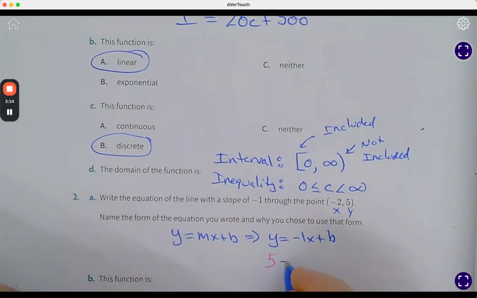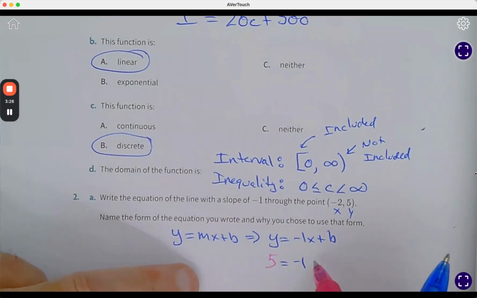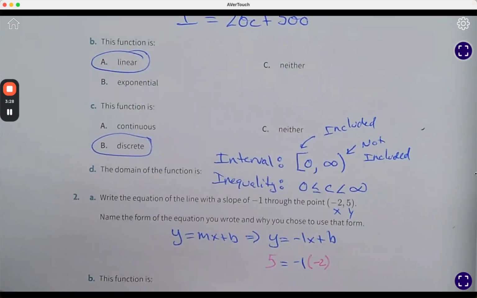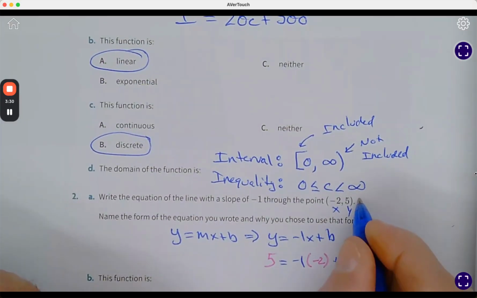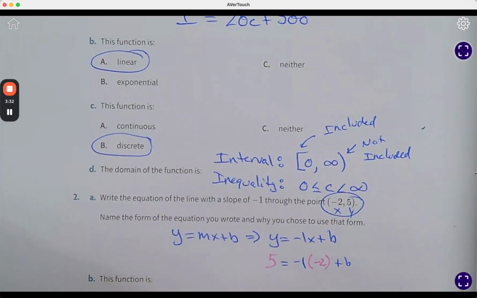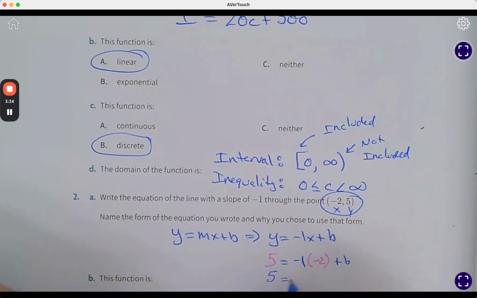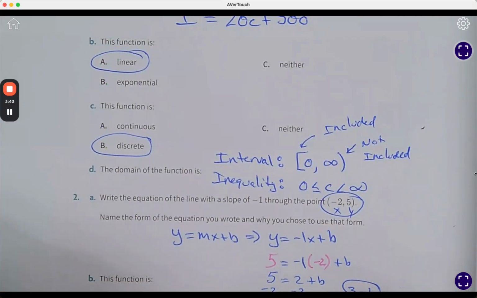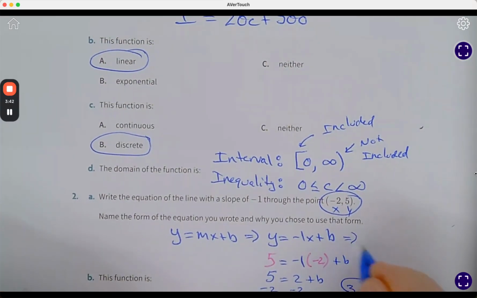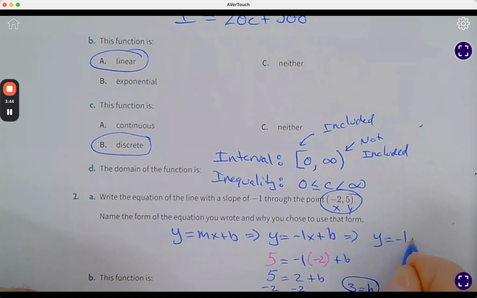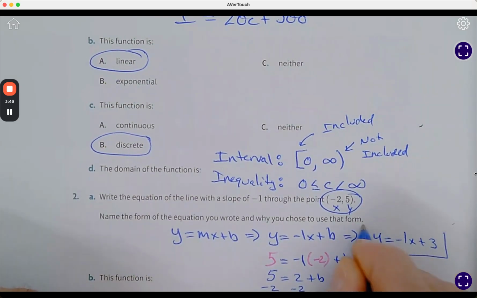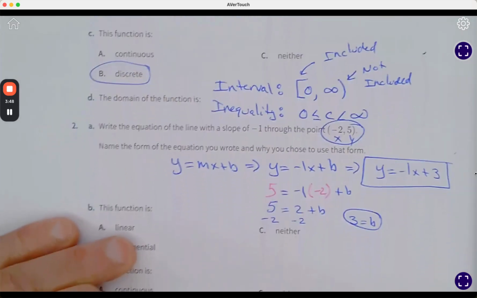And then I'm going to substitute -2 in for x. And I got that from right there. Multiply those together. Inverse operation, subtract 2. And there's my b. So that means now I know my final equation. Boom. Okay, so there's my equation.